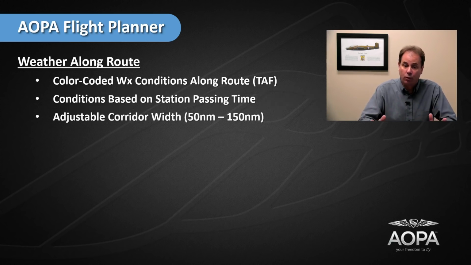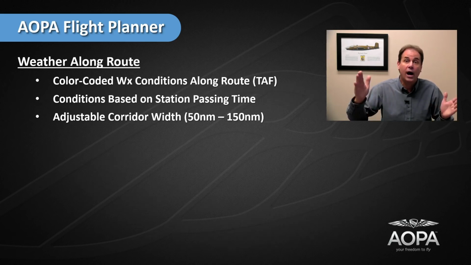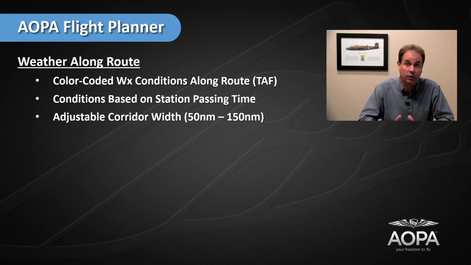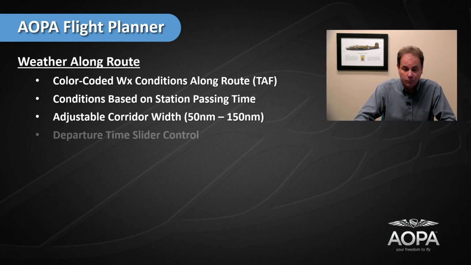We have an adjustable corridor that goes from 50 nautical miles out to 150 nautical miles. So we allow you to adjust the width of how wide, how far off your route you want to look and pull weather stations to evaluate and include in your decision making.